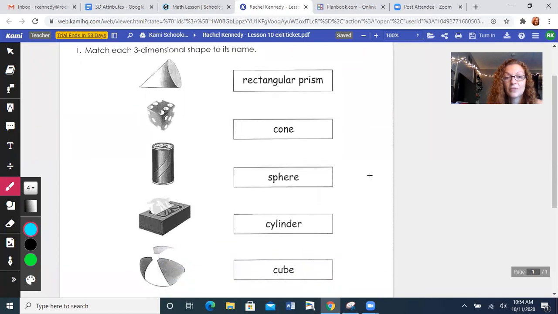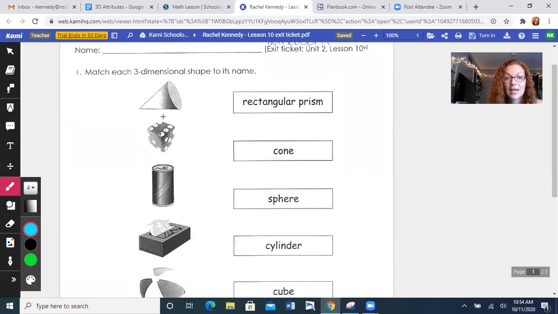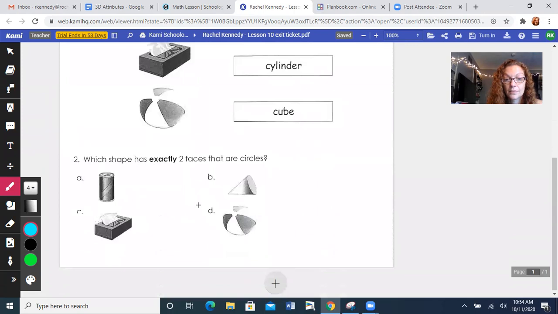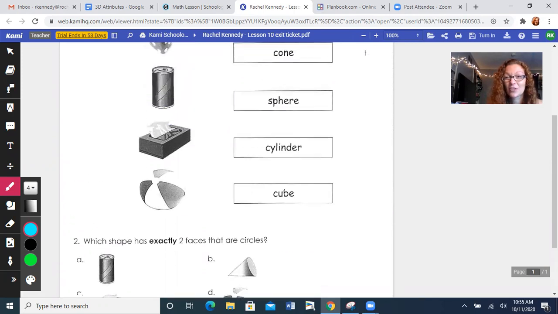All right, so you have to match the name of these shapes with the object. You're going to draw a line. Number 2, which shape has exactly 2 faces that are circles? Remember, the face is the flat part. So which one of those, and you need to circle it, has 2 faces that are circles? Think about what we talked about. All right, when you're done with this, please turn it in.